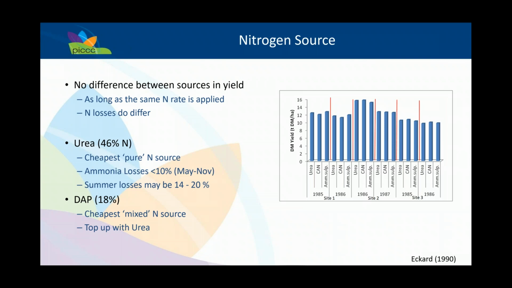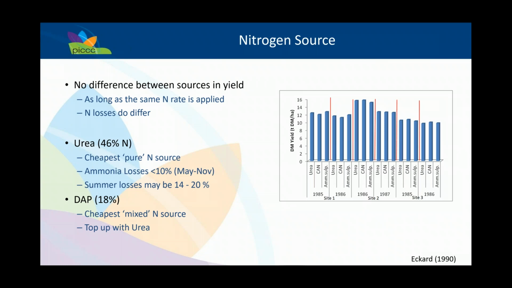You might get a small amount of ammonia loss from urea, but it's usually less than 10% of the total between May and November. So after the autumn break until the season dries out and warms up, generally the ammonia losses we've measured, and I'll show you data in the next few slides, are less than 10%, and that is less than the price difference between urea and any other form of nitrogen. So it still means even with that 10%, urea is still the cheapest source of nitrogen.